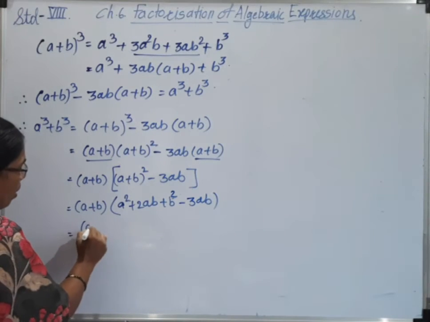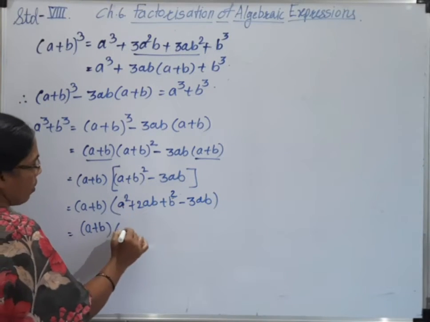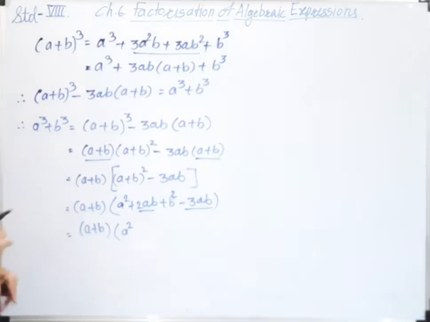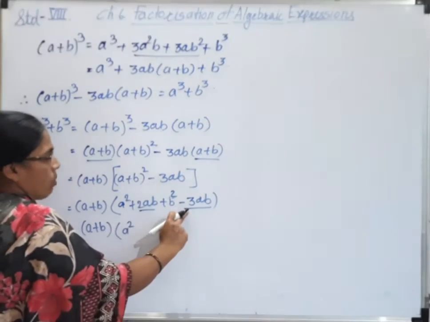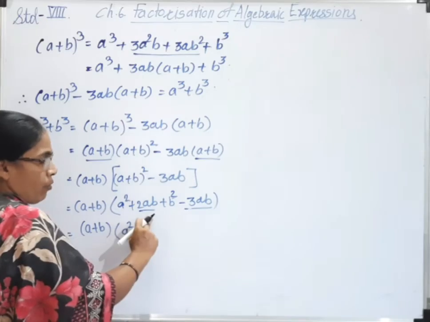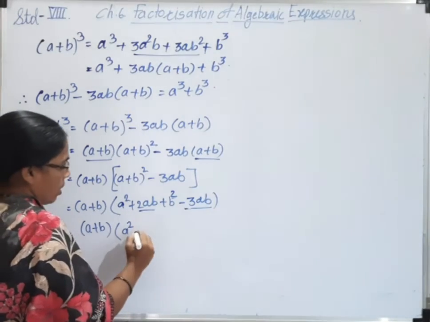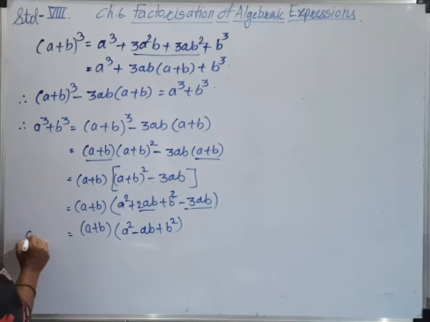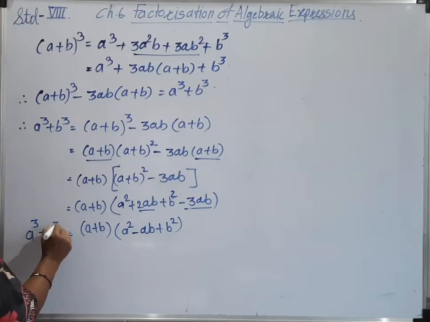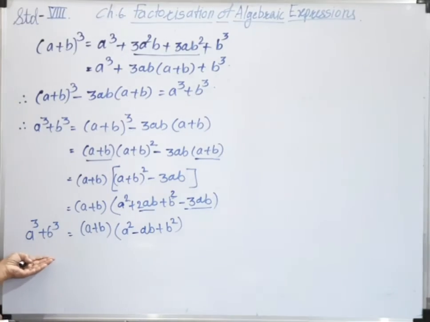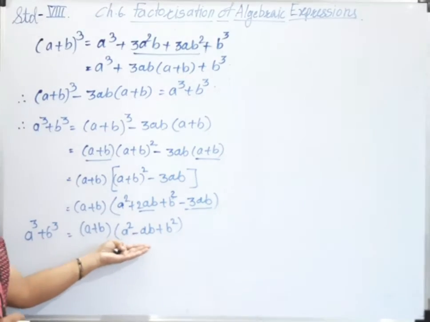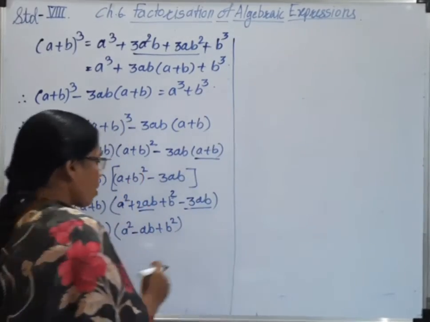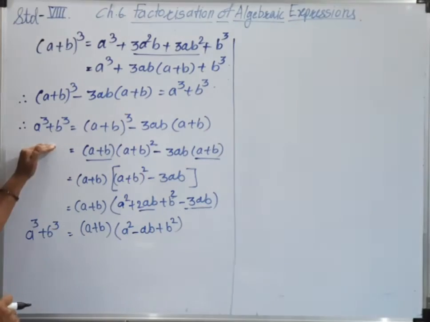Then it is equal to (a plus b), and here a square will come as it is, plus 2ab minus 3ab, which are like terms. Here one is plus and one is minus, so we find the difference, that is 1, and give the sign of the bigger number, that is minus. That's why it will come minus ab plus b square. So these are the factors of a cube plus b cube: a cube plus b cube is equal to (a plus b) into (a square minus ab plus b square). Using this formula we can find the factors of the sum of cubes of two terms.